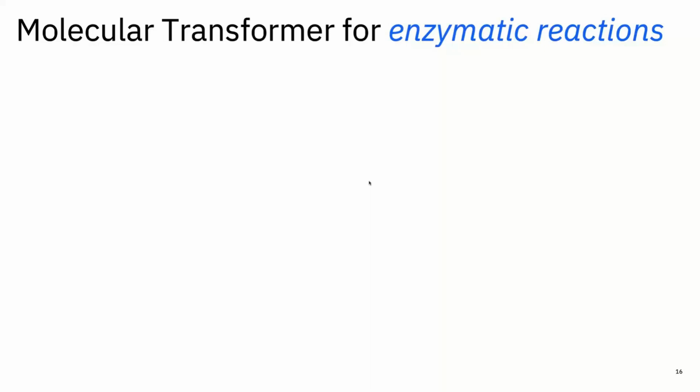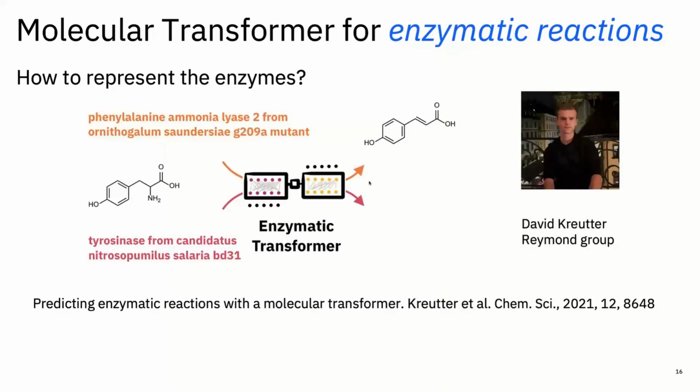And there, when we want to train a molecular transformer prediction model on enzymatic reactions, one of the big questions is how we want to represent the enzymes. We could take, for example, the sequence of amino acids, but this might be too long compared to the substrate molecule.